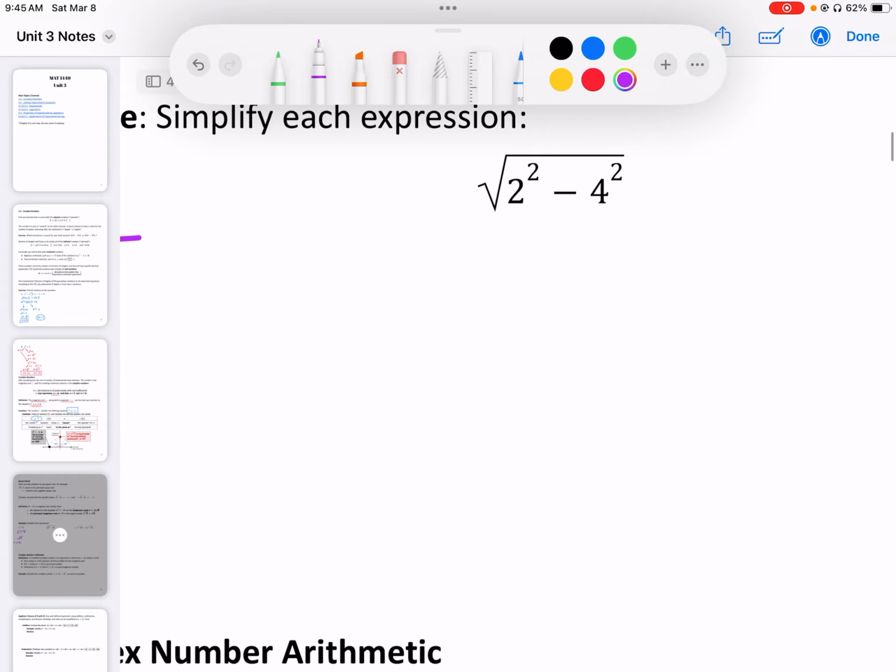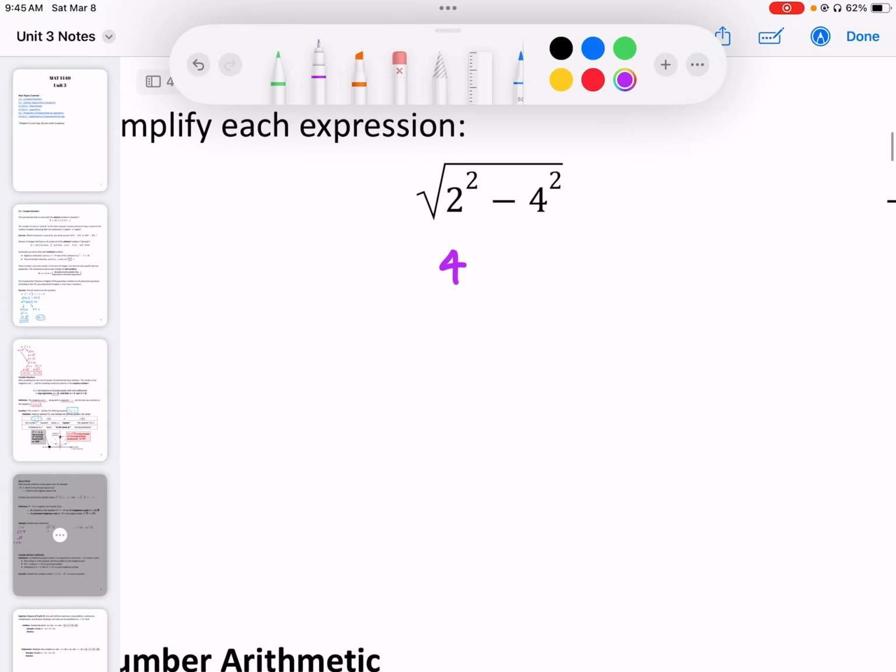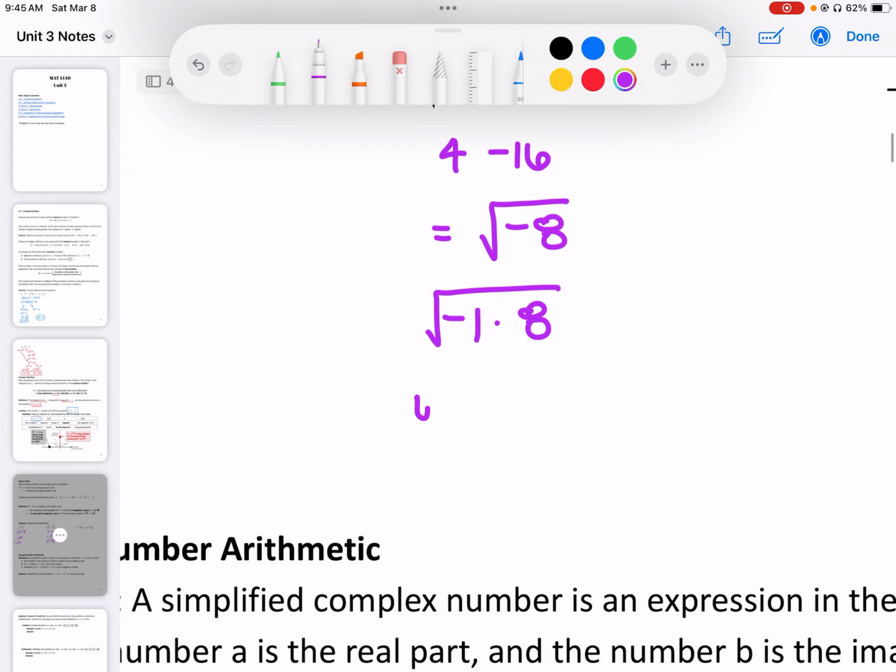Similar situation, let's go ahead and simplify here. That's going to be 4 minus 16. That's going to be the square root of negative 8. Let's go ahead and split that up to negative 1 and 8. I'll go ahead and bring out that i. And then I know that 8 can simplify to plus or minus 2 root 2. And I'm just going to go ahead and incorporate that i in between.